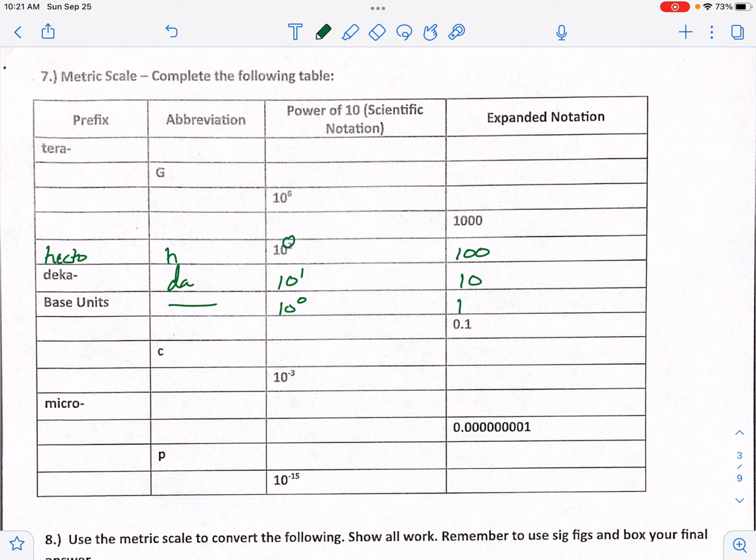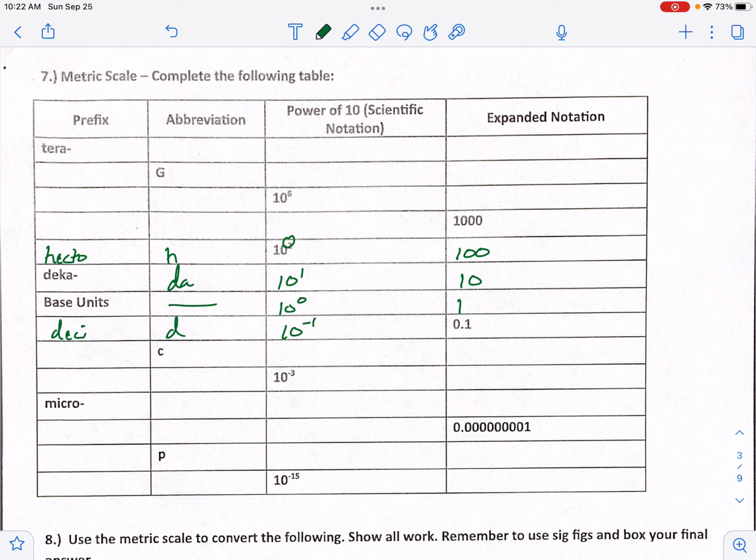Now let's go the opposite way. Okay, so on the other side of base unit, I have deci. That is going to be just the lowercase d. Okay, that's going to be a 10 to the minus 1. Okay, and it's going to be 0.1. So it's always going to be 1 less. So like on the top section, we just added a 0. On the bottom section, it's always going to be 1 less than the number.